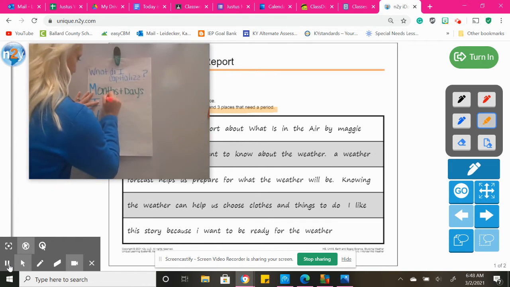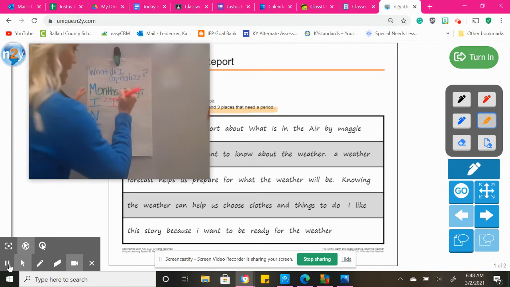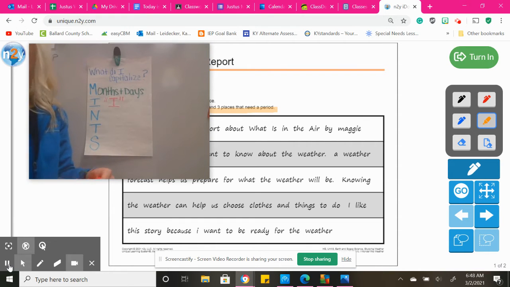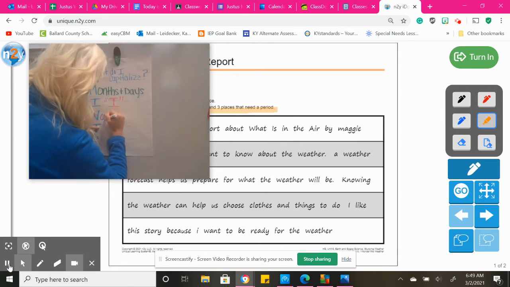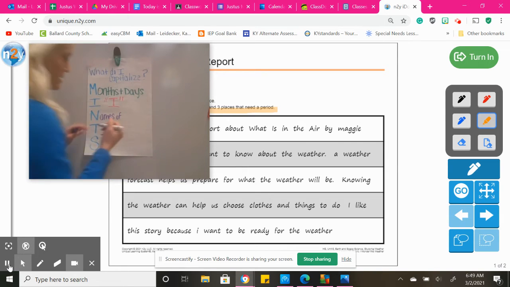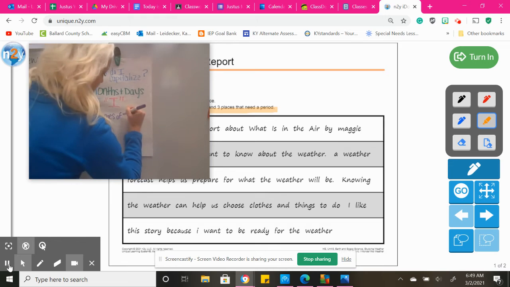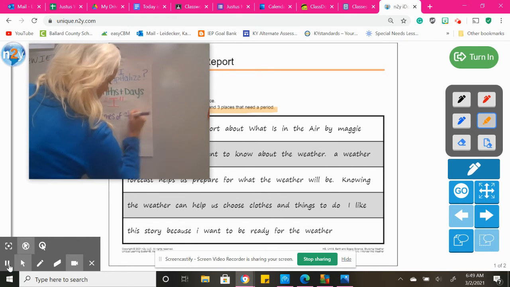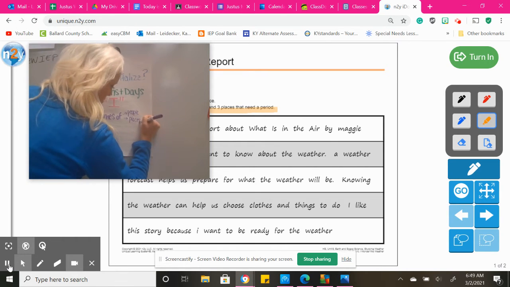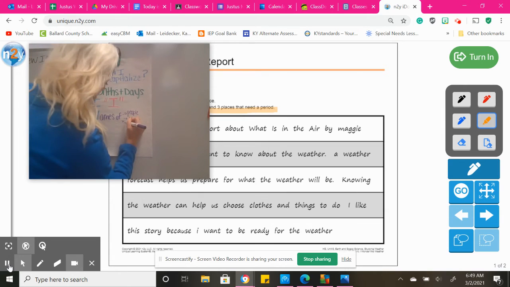The I stands for I. So when we write I in a sentence, you and I will go to the store. We use a capital I when we're talking about I, ourselves. The N is going to be names of people, places, and streets.